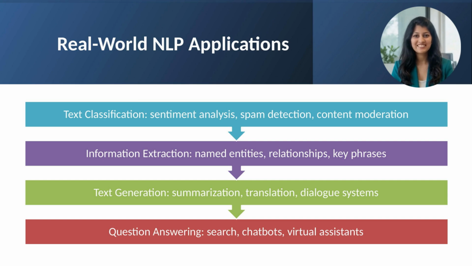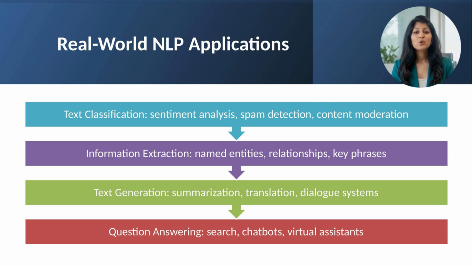NLP powers a vast array of practical applications, transforming how we interact with information and technology. Text classification assigns categories to text. Sentiment analysis determines if product reviews are positive or negative, helping businesses understand customer opinions. Spam detection identifies unwanted emails. Content moderation flags inappropriate posts on social media. Topic classification routes support tickets to appropriate departments. These tasks use BERT style models trained on labeled examples.